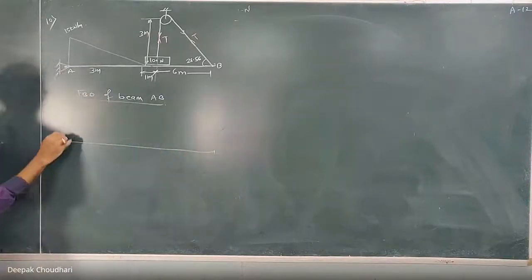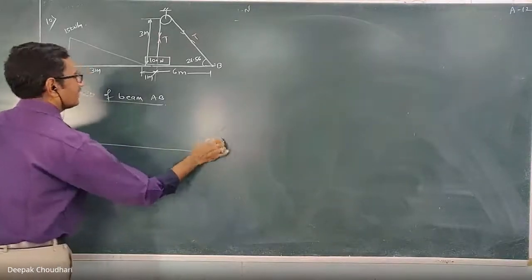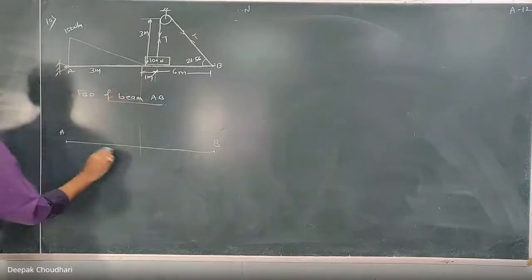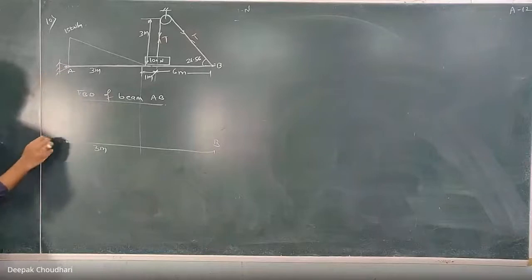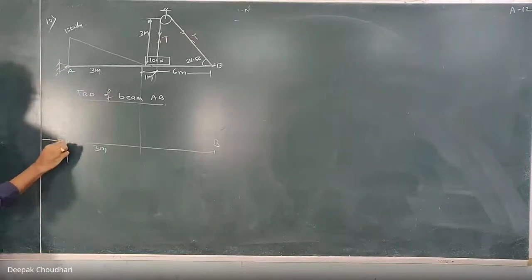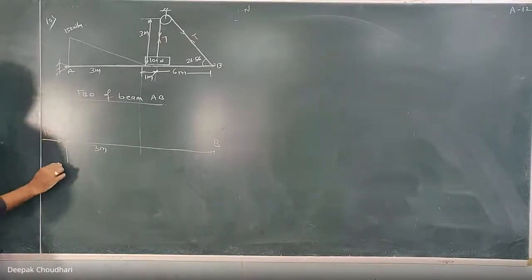So this is the beam AB. This distance is 3 meter. Now at point A, there is a hinge. Since there is a hinge, show the two components of reactive forces, here it is HA and VA.